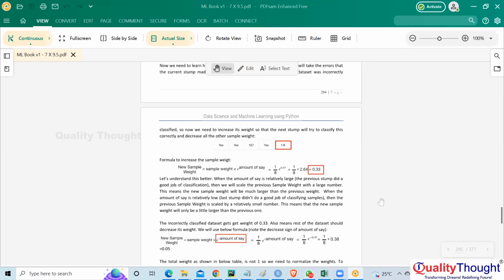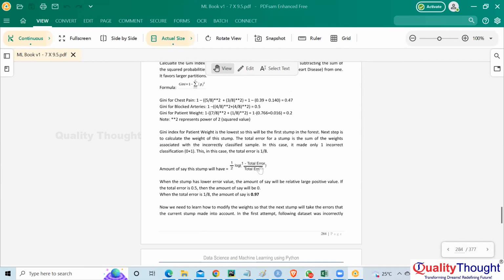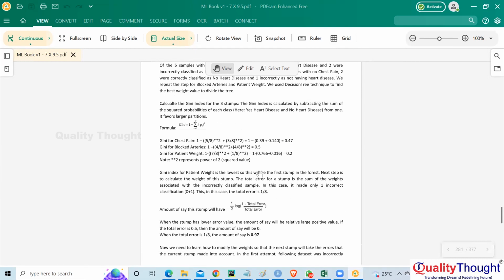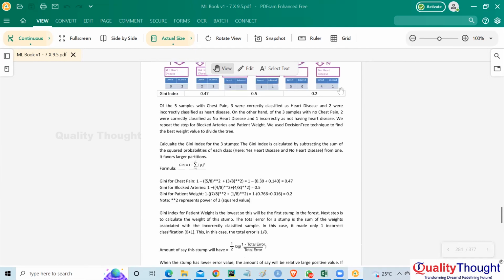So see here, it says 1 minus total error by total error. And your total error is what here? One by 8, isn't it? One error out of 8. You see my PDF? Yes, sir. All right. So in yes, we had 0 errors, and in no, we had 1 error. So 1 by 8. So it becomes 1 by 2 log of (1 minus 1 by 8) by 1 by 8. So 7 by 8 by 1 by 8, which is 7 by 1.